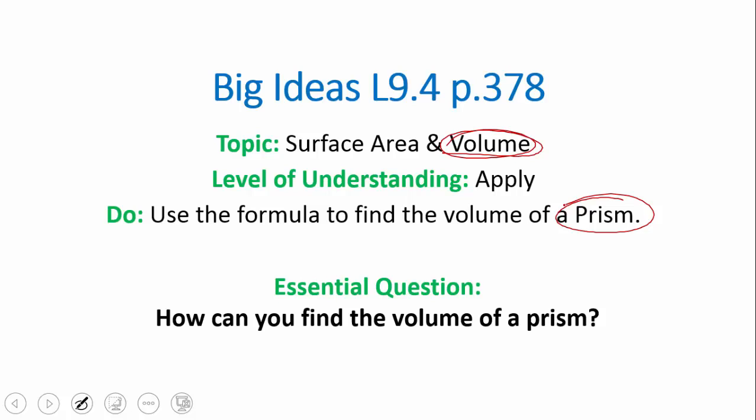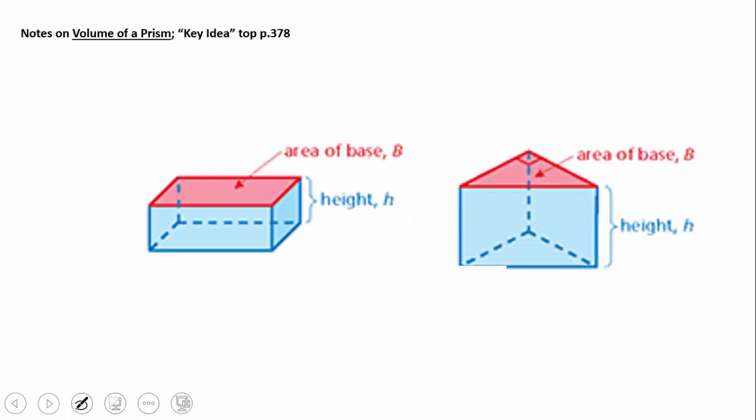So we got to know what volume is. Ladies and gentlemen, how can you find the volume of a prism? That is our essential question. How do you find the volume? Well, first of all, you took some notes on volume of a prism. From the key idea at the top of page 378, you read, you kind of have an idea what's going on.